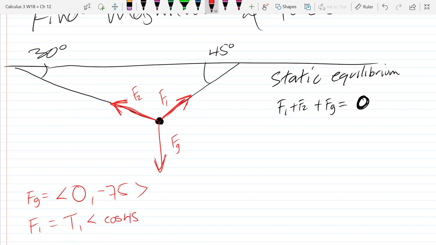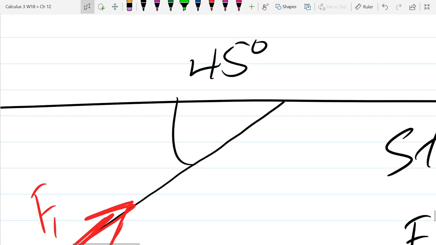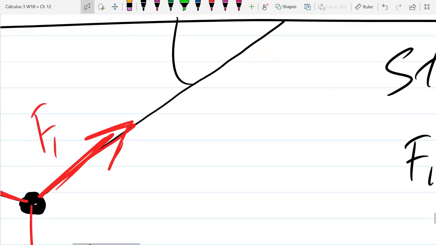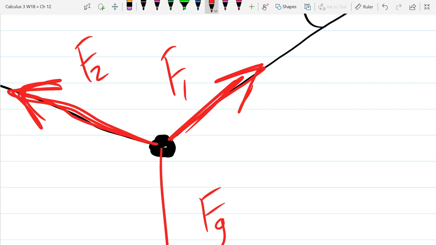Cos 45. So let's try cos 45, sine 45. Now that 45 degree angle I labeled is not measured in a regular way. So let's draw 45 degrees measured in the regular way. What color are angles? Black. I've used that too much. I'm gonna go purple.